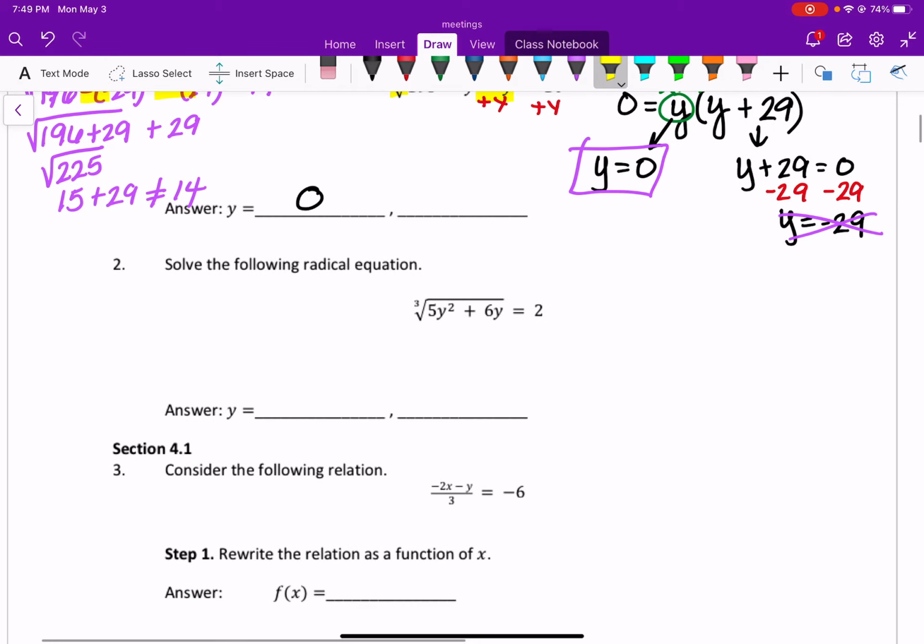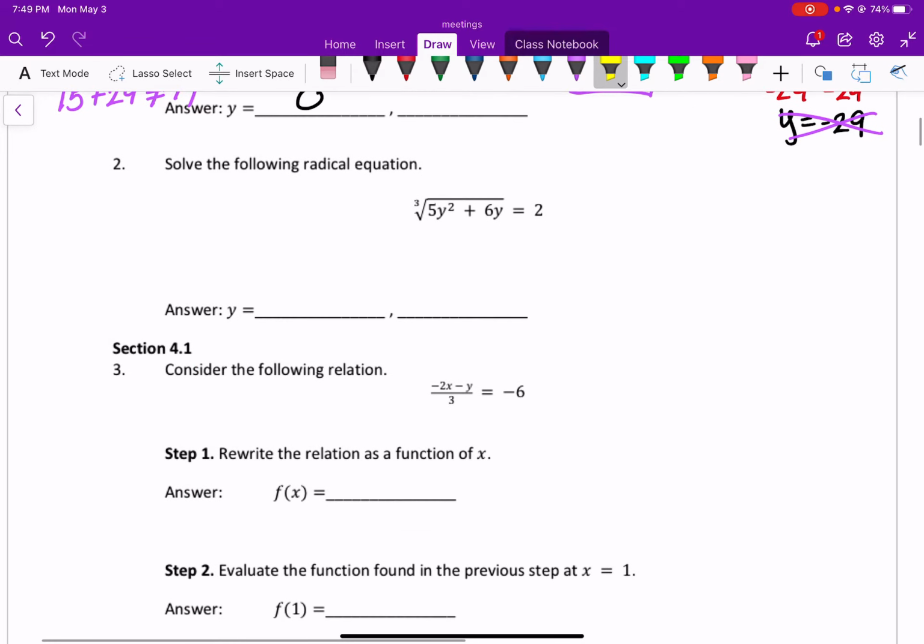All right, so question number 2 here. This time we're working with a cube root. Our cube root is all by itself. So the way we're going to reverse that is we're going to take this and we're going to cube both sides of it. So our cube and our cube root are going to go away. So now we have 5y squared plus 6y equals 2 cubed, which is 2 times 2 times 2, or 8.